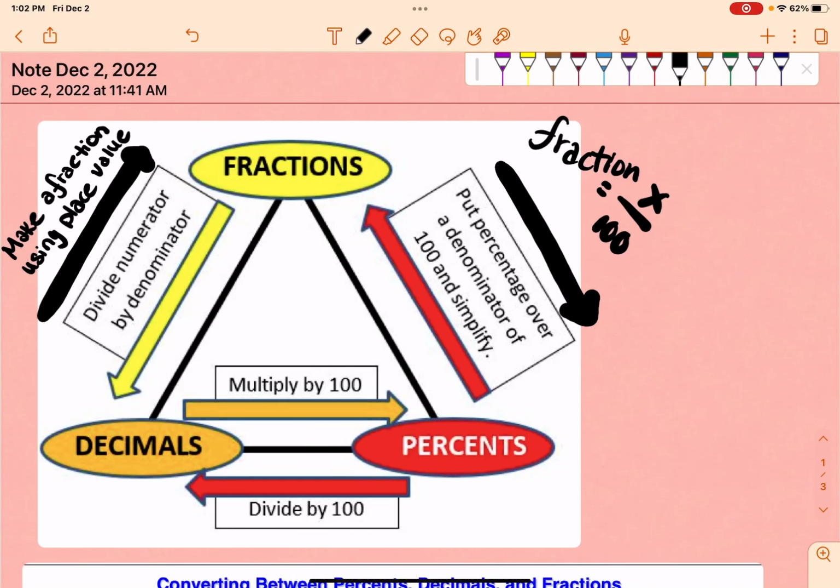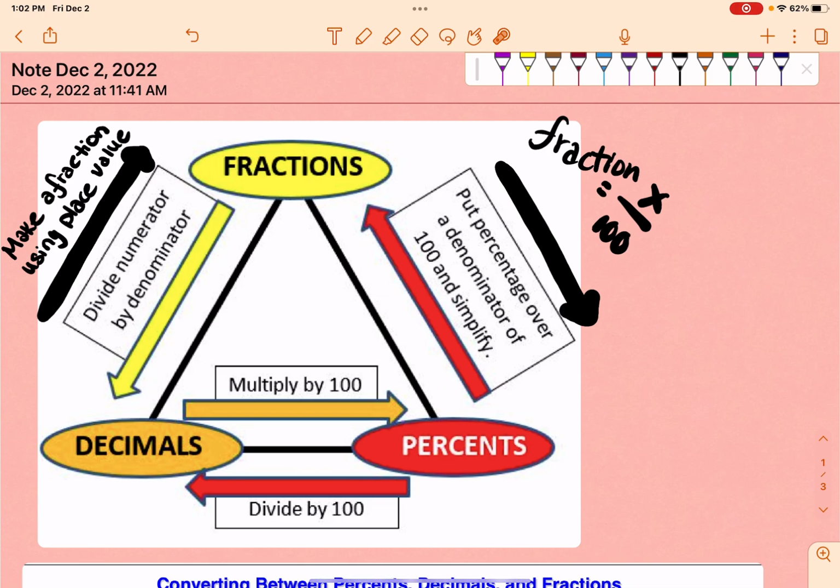Okay, guys, we're going to talk a little bit about conversions, and we're going to talk about how to go back and forth between fractions, decimals, and percents. And so I did want to give you just a short little screenshot of the methods of going back and forth.